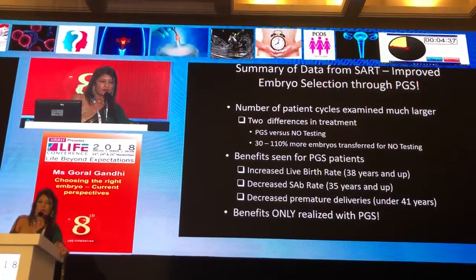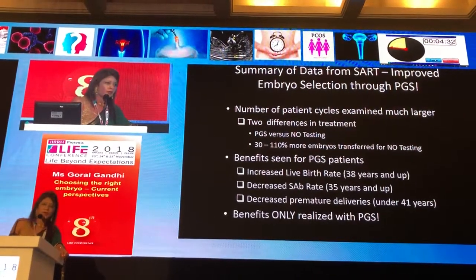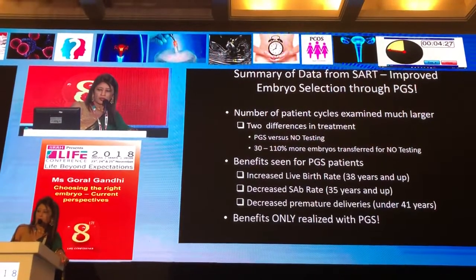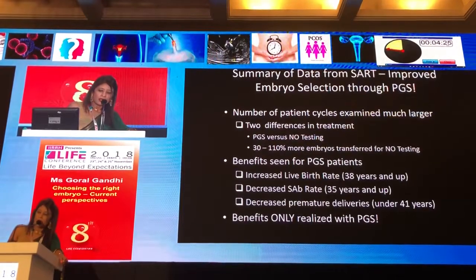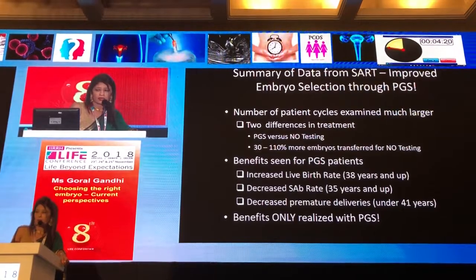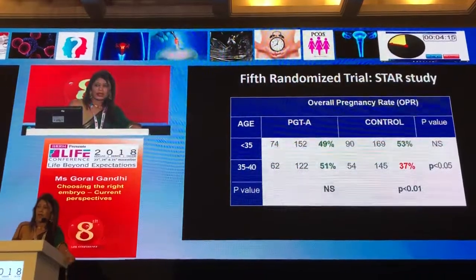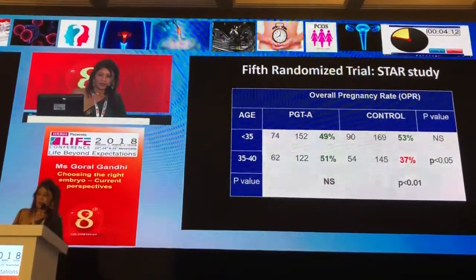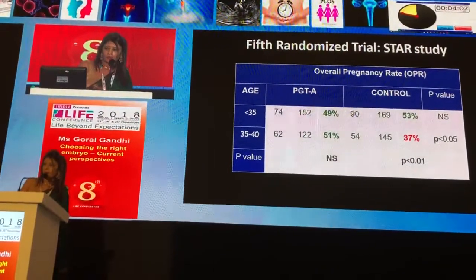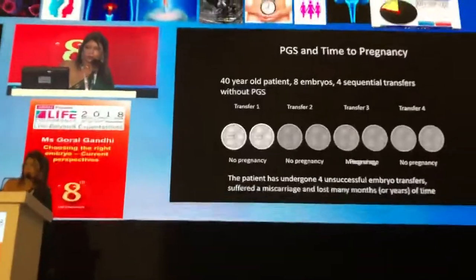The benefits seen for the PGS patients were increased live birth rate for 38 years and up, decreased abortion rate for 35 years and up, and decreased premature deliveries under 41 years. And these benefits were only realized with PGS, and it was not realized for the non-PGS group. If we look at the 5th randomized trial, the STAR study, it again compared to the SART conclusions that the benefits are seen in the group of after 35 years. The pregnancy rates are much improved in the older age group after 35 years.